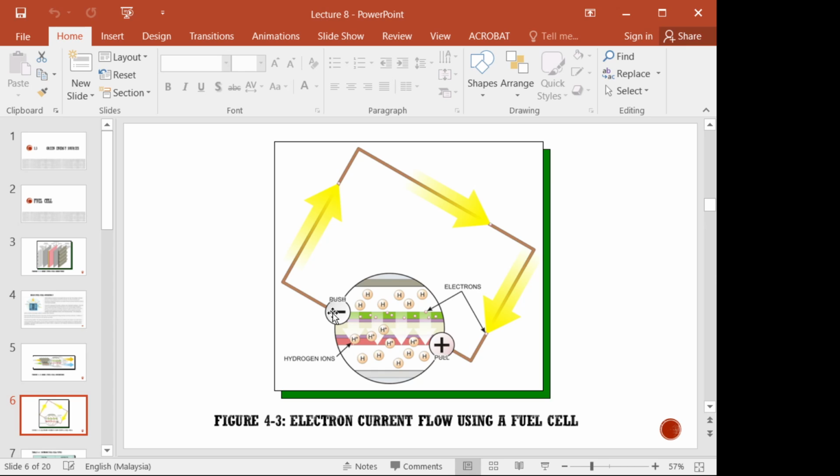Alright, so again, you can see the electrons flow from the negative electrode, known as anode, and go to the positive electrode, known as cathode, and this produces electricity.